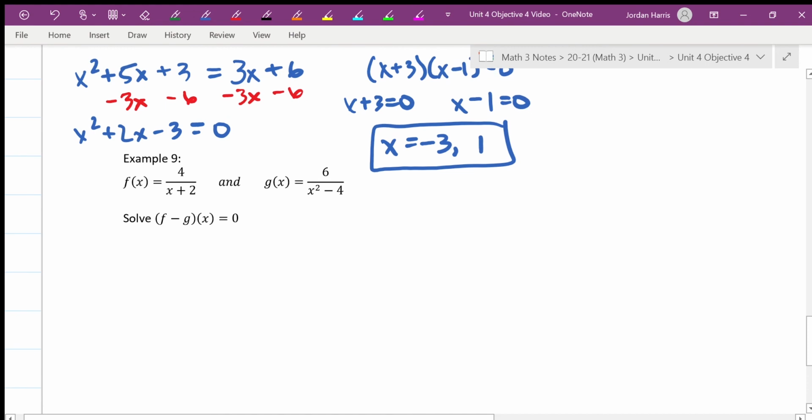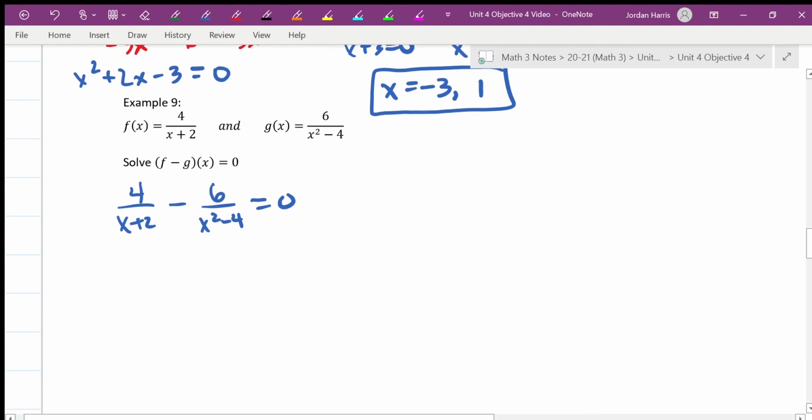All right, example 9, f minus g. So just set it up, f minus g equals 0. You should always have in these problems an equal sign. If you have an equal sign, that is when you solve. If you don't, that is when we just simplify. That's what we've been doing before this. So this one can factor, so I'm going to do that.